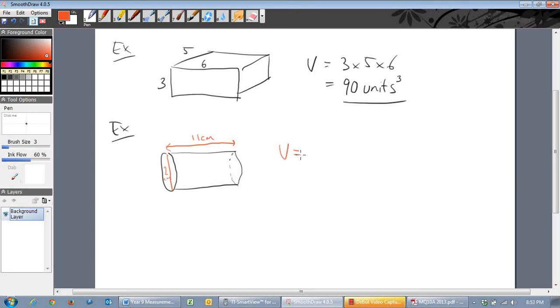Okay, so the volume of any prism is equal to the area of the base times the height. The area of the base is pi r squared, times the height. Our diameter is 2, so our radius is 1, squared, times the height, 11. Pi times 1 is just pi, times 11 is 11 pi centimeters cubed. Nice and easy.